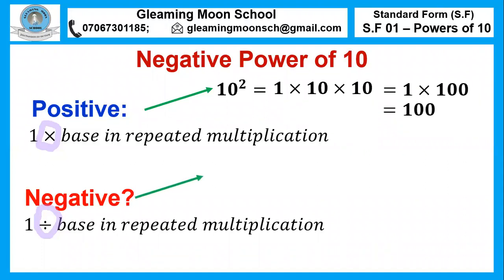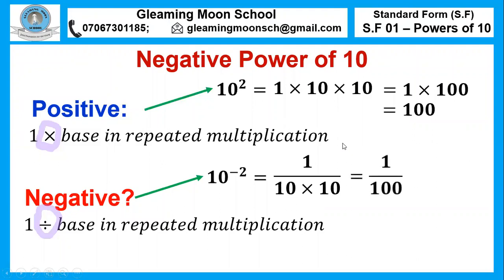Now for the negative, we have 10 raised to the power of minus 2. So you can see in the positive one, the power is a positive 2, whereas in the negative one, the power is a negative 2. Because it's negative, we're going to do the opposite of 1 times 10. So we're going to do 1 divided by 10 times 10. And what is 10 times 10? 10 times 10 is 100. So we have 1 divided by 100.